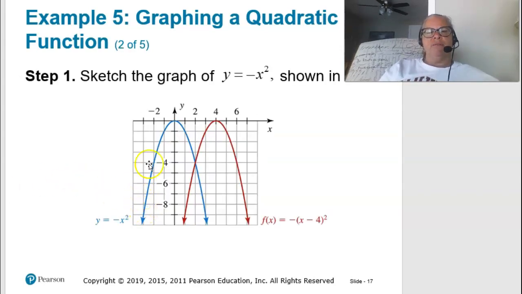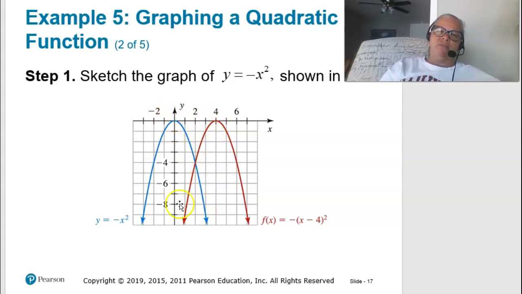So the blue graph is our original parent graph, our minus x squared. Then we shift to the right 4, and our graph of the function f of x equals negative quantity x minus 4 quantity squared is the red parabola.